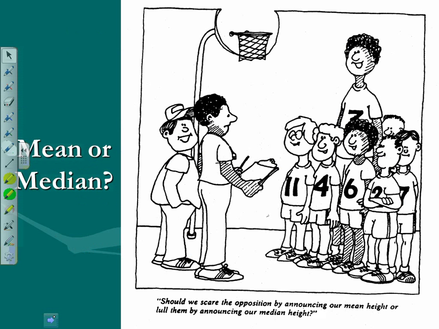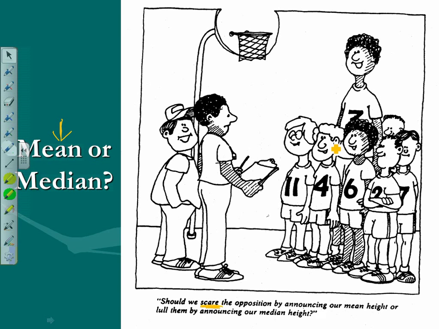Okay, moving forward. Before we move forward, this is a good one. A little math humor. Should we scare the opposition by announcing our mean height or lull them by announcing our median height? The opposition would be scared if we use the mean, because this is a really tall dude. He would affect the center of your data. He would skew your data to the right. So all of a sudden you would be able to say, you know, the average height of our team is 6 feet when these guys are all, you know, 5'2", nobodies on the basketball court.